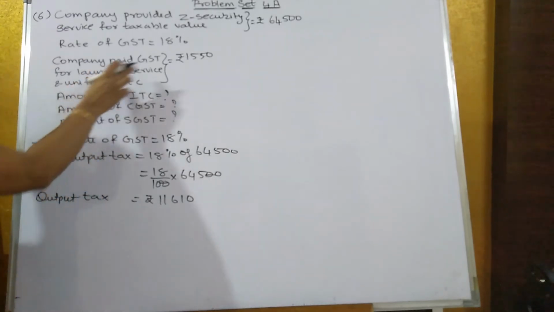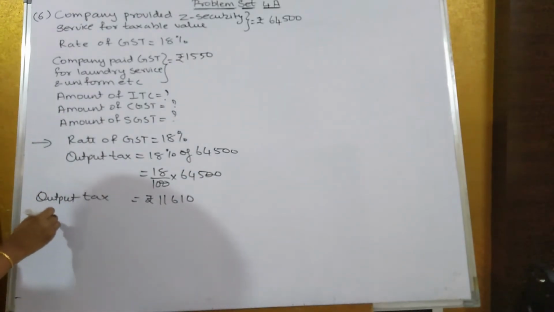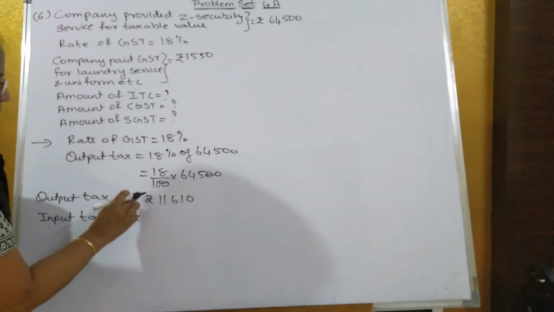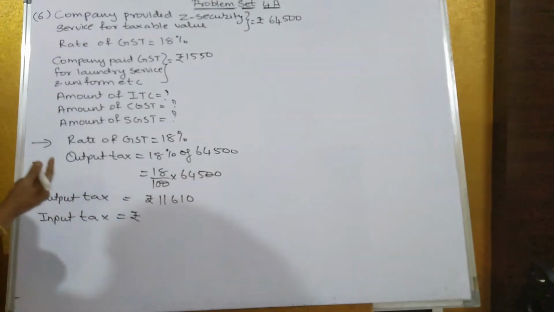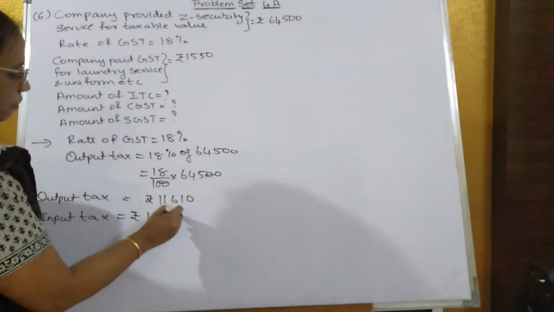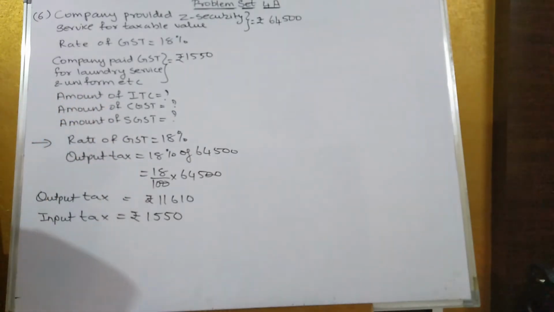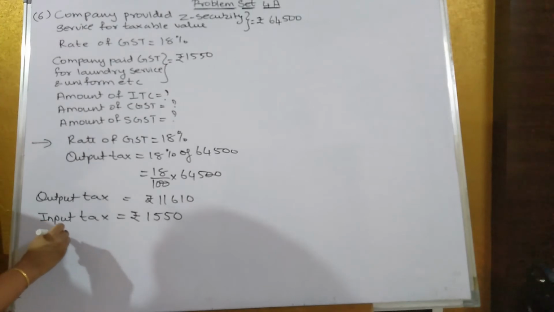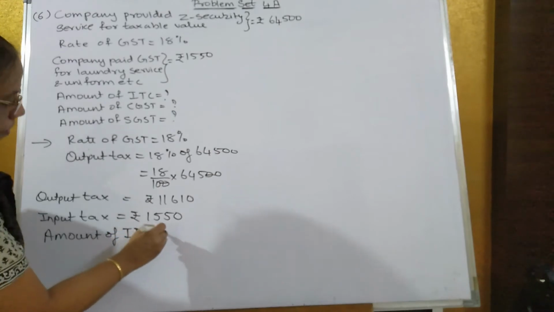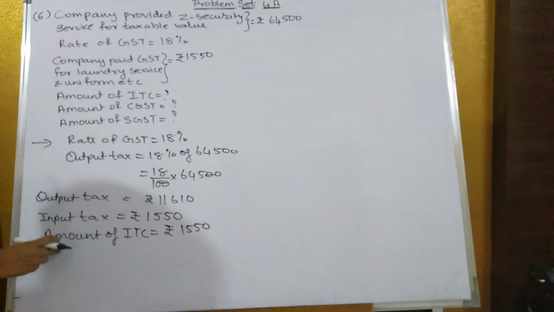Now input tax they have already given, 1,550, so you don't have to calculate. So input tax is equal to rupees 1,550. So what is the first one? Amount of ITC is equal to rupees 1,550. Whatever is the input tax, that is ITC.